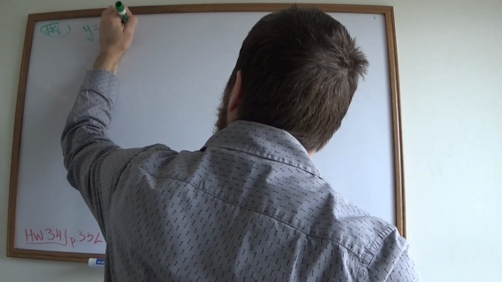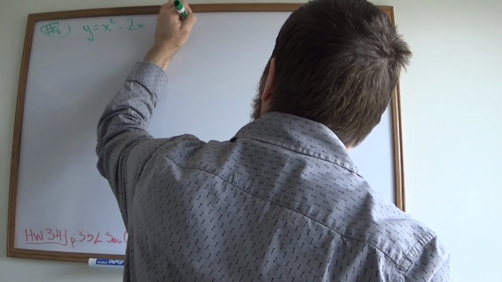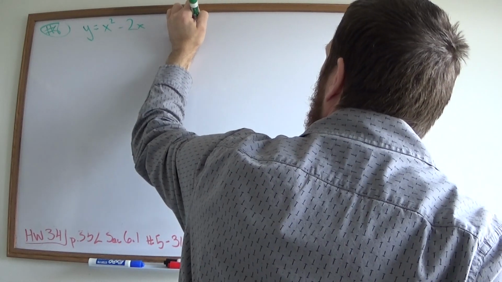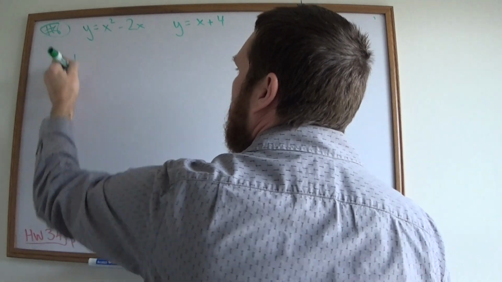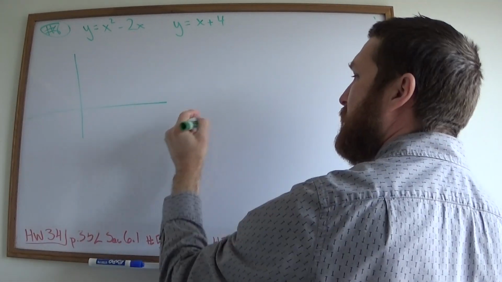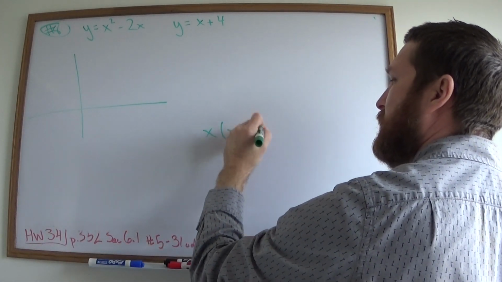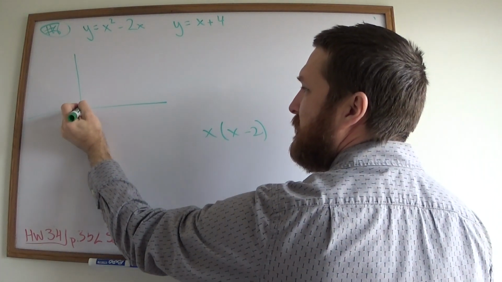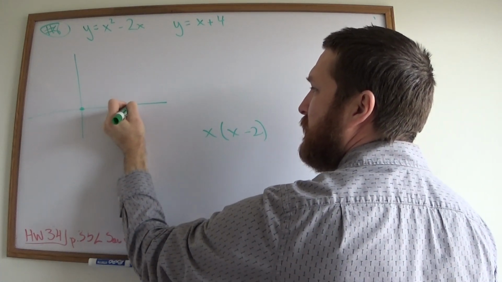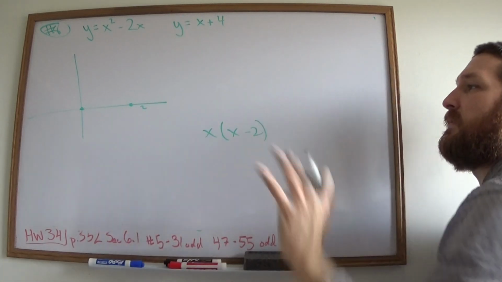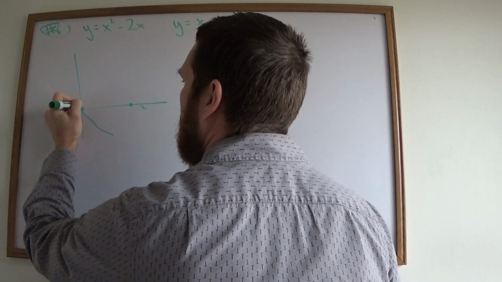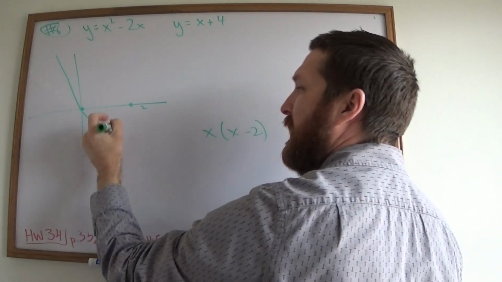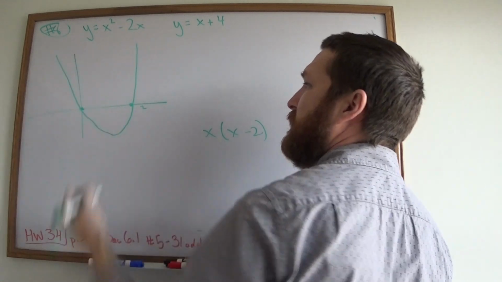y equals x squared minus 2x, and y equals x plus 4. Okay, sketch the region. That's an easy one because that's the same thing as x times x minus 2. So I know he goes through at 0. I know he goes through at 2. And is he an upward or downward facing parabola? Upward. We know that because the leading term is positive. So he has to do that.